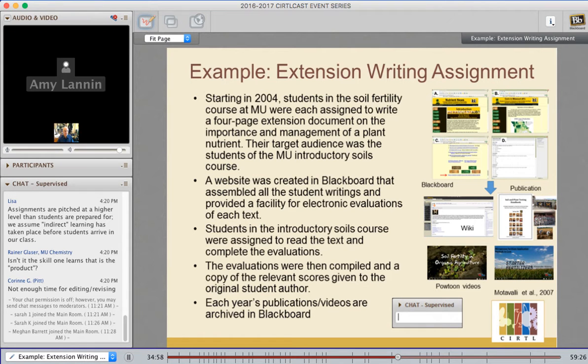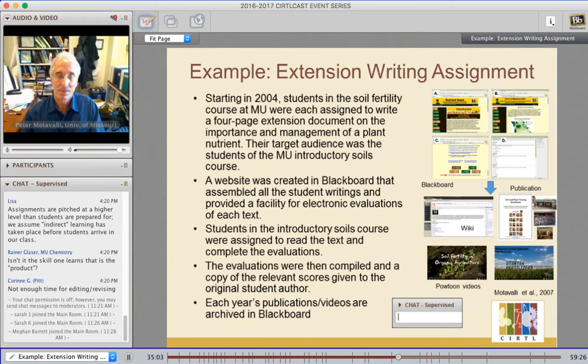So Peter, I was going to ask, again, this is Amy, with the various things you have displayed on the screen, will people have access to some of those, either the website, the videos, or any of the other publications?